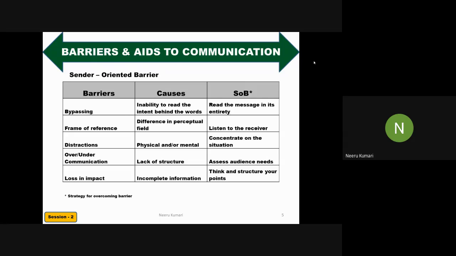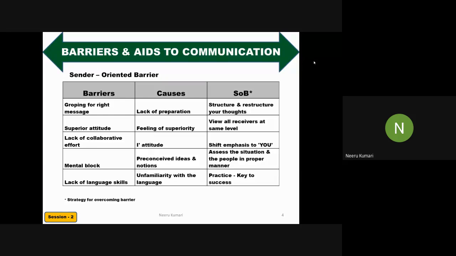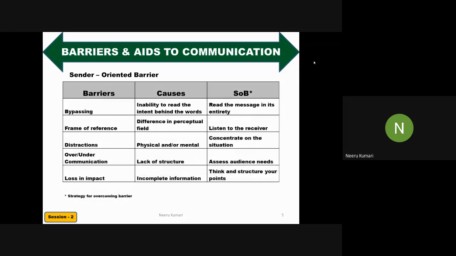If you really want to be a great speaker, you have to follow all these that we have discussed. You should inform people with the right information, get rid of superiority attitude, get rid of that ego state of mind, work with team, work for team, work in team. You need to break the mental blockage. You have to learn more languages so that you can communicate effectively with everybody you are going to interact with. Don't bypass the information. Don't have a restricted frame of reference of understanding.